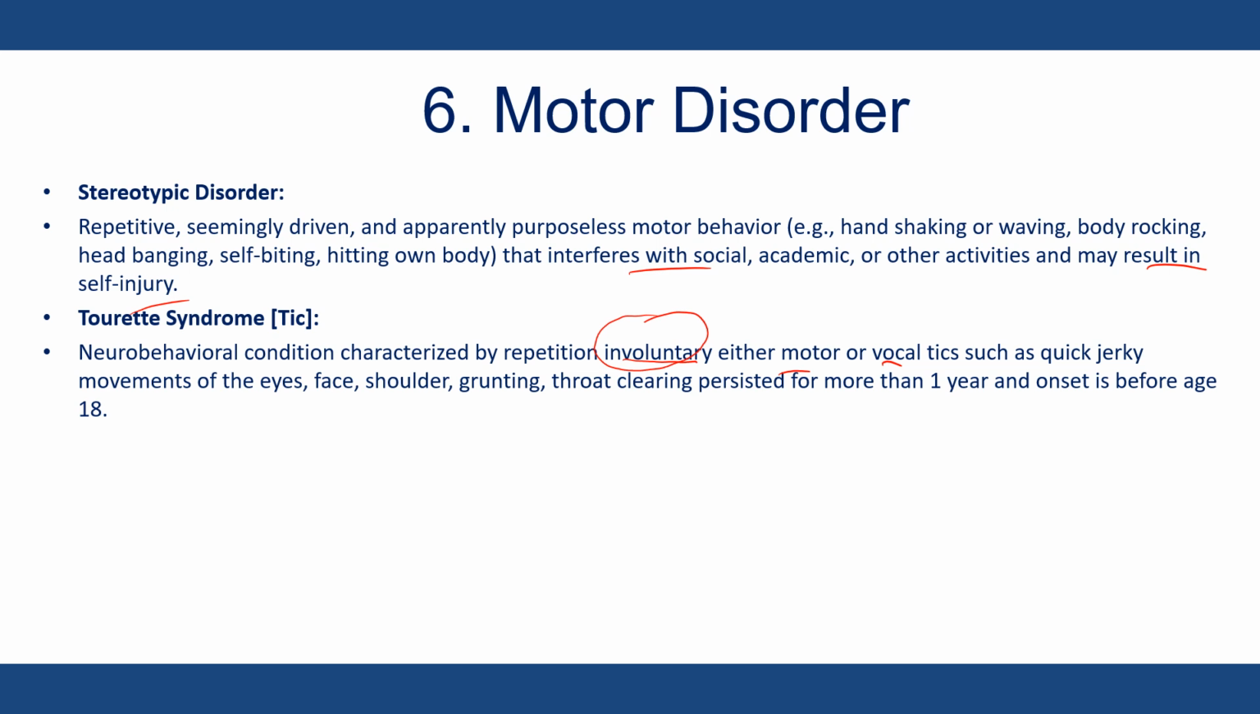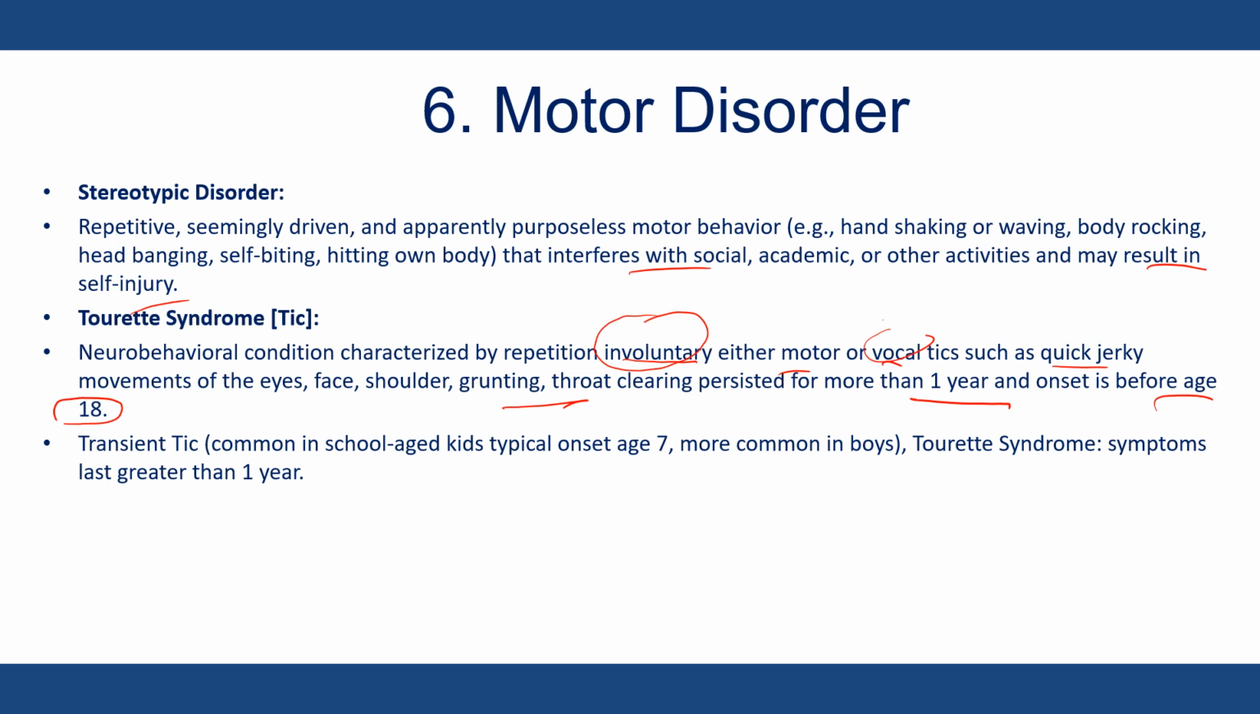For example, a motor tic would be a quick jerky movement of the eyes or face or shoulder, or sometimes you have a vocal tic like grunting or throat clearing. That is going on for the past 1 year, and the onset is before the age of 18. That's a key word here.